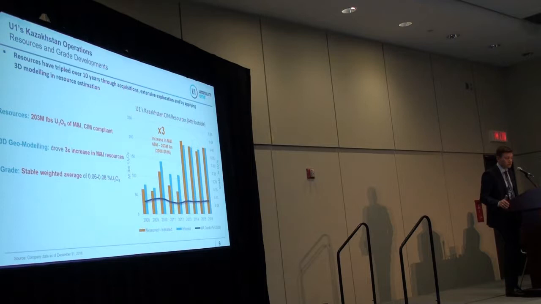And this is a summary for all the six GEVs. That increase didn't come with a decrease in grades. Grades remained consistently stable at 0.06 to 0.08% of U3O8, which is phenomenal, and it just shows why Kazakhstan today is one of the major areas to mine uranium from.